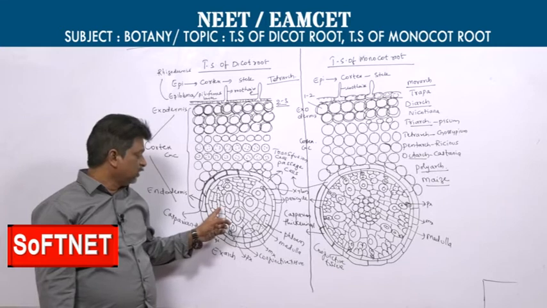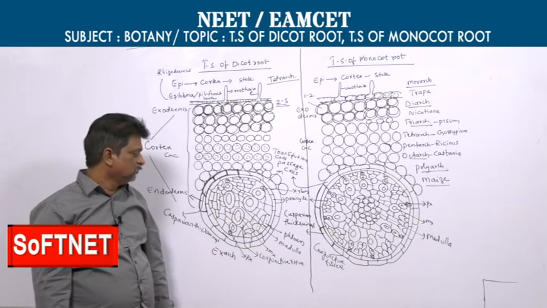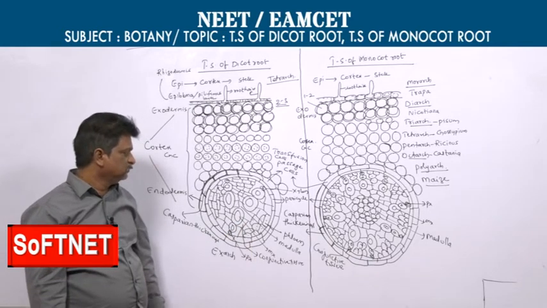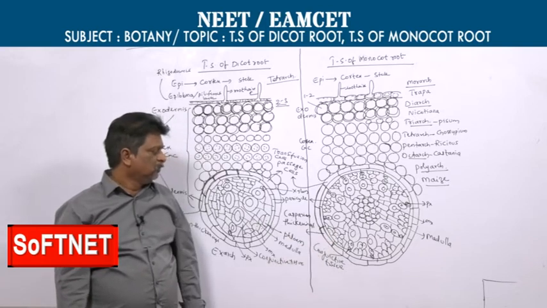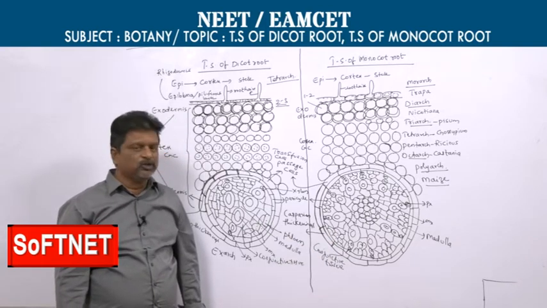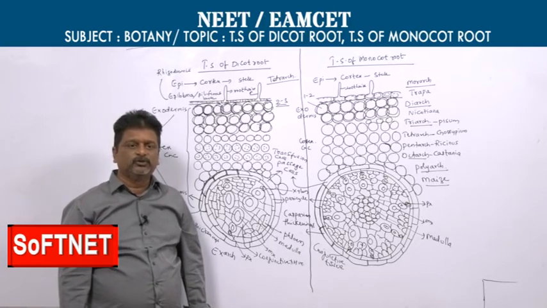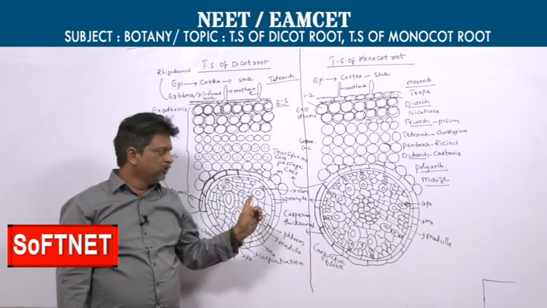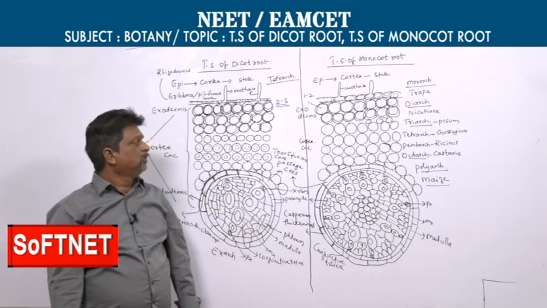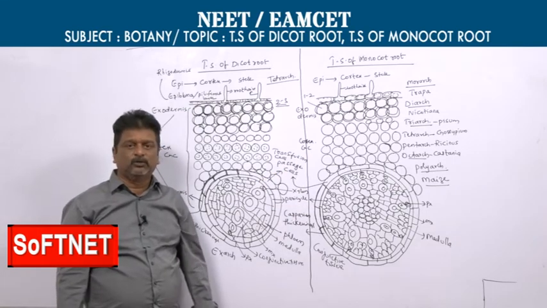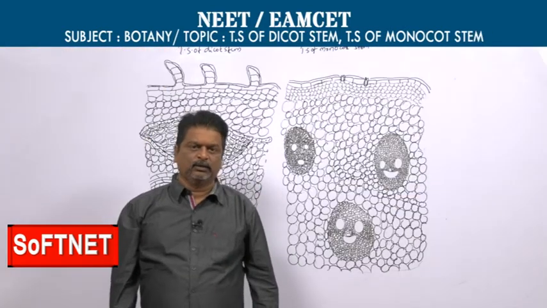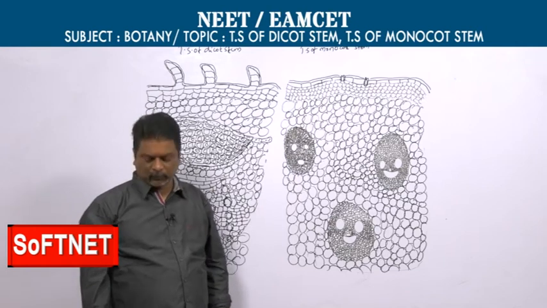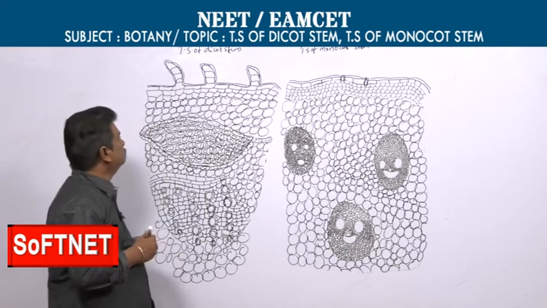Then in dicot root, conjunctive tissue by dedifferentiation produces vascular and cork cambium. But in matured monocot root, conjunctive tissue is sclerenchymatous. So these are about dicot and monocot roots. Next, T.S. of dicot stem and T.S. of monocot stem. First one, T.S. of dicot stem.